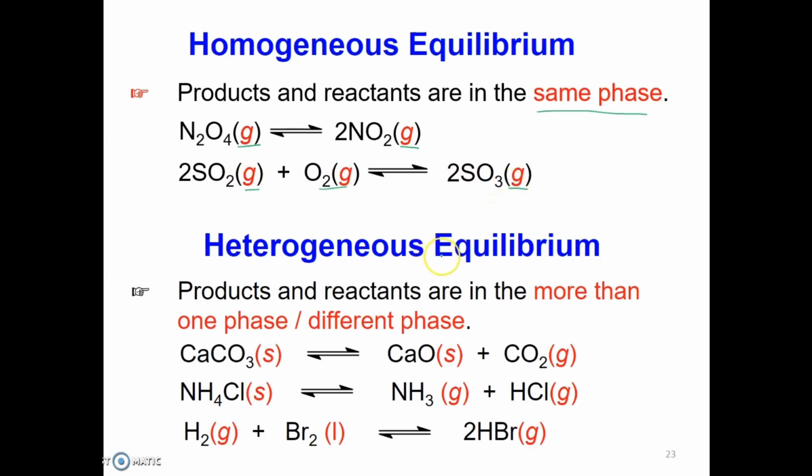Meanwhile, for heterogeneous equilibrium, the product and reactant are in more than one phase, or product and reactant exist in different phase. So, for example, here we have calcium carbonate in the solid phase decomposed to form CaO solid plus CO2 gas. Or we have ammonium chloride NH4Cl in the solid phase decomposed to form ammonia gas plus HCl gas. Or we have hydrogen gas plus bromine liquid react to form 2HBr gas.